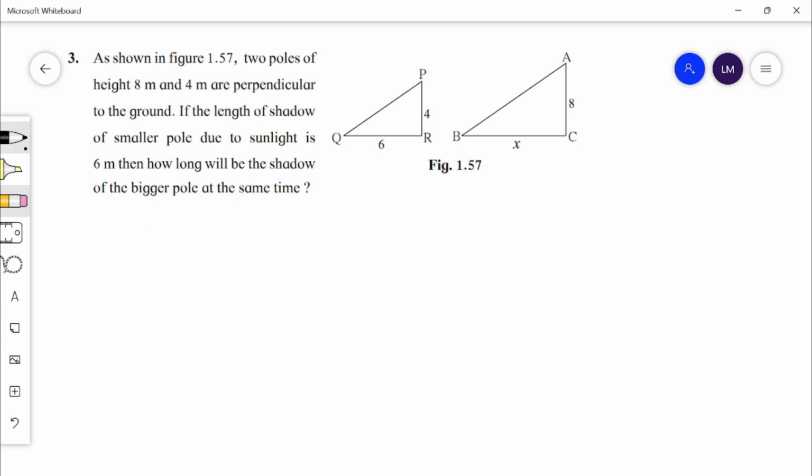As shown in figure 1.57, two poles of height 8 meters and 4 meters are perpendicular to the ground. If the length of the shadow of the smaller pole due to sunlight is 6 meters, then how long will be the shadow of the bigger pole? Solution. Let PR be the smaller pole and QR be its shadow.